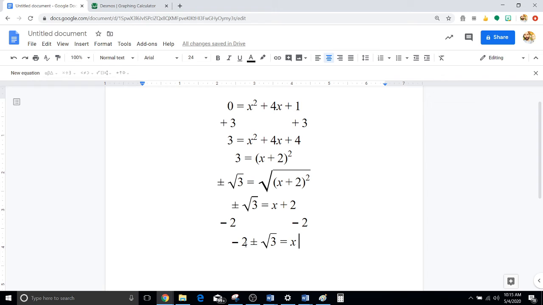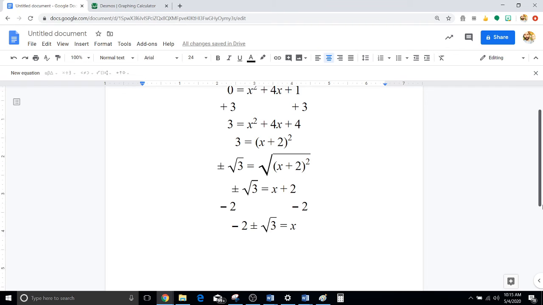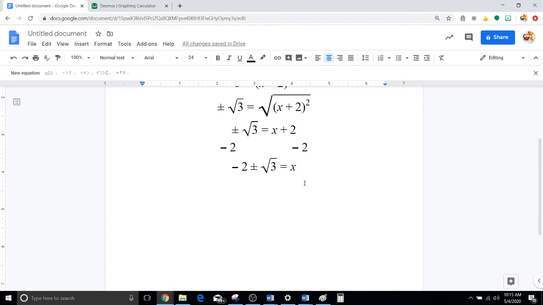It's actually two answers, because in one of them we add the root of 3 and in the other we subtract the root of 3. So we're going to take this equation and break it apart into two separate equations. There's our first one with the plus. Let's make our second one now. And now we have both equations.